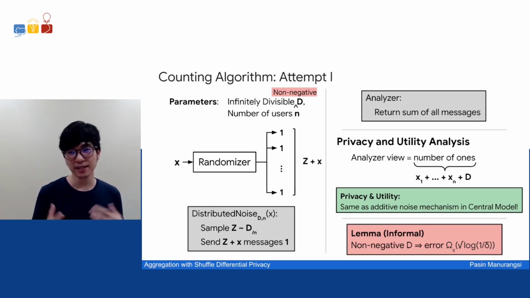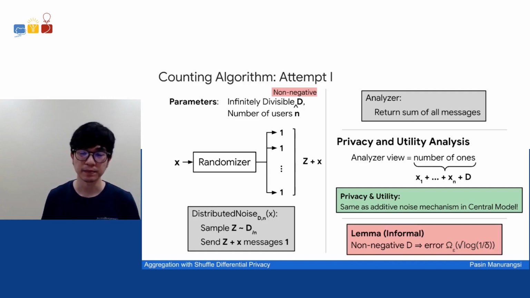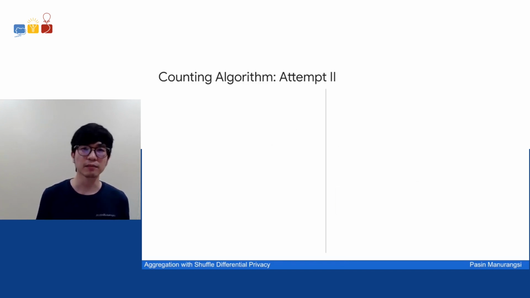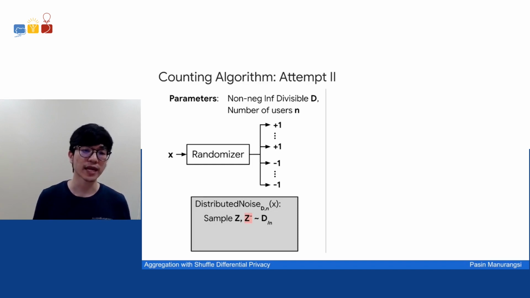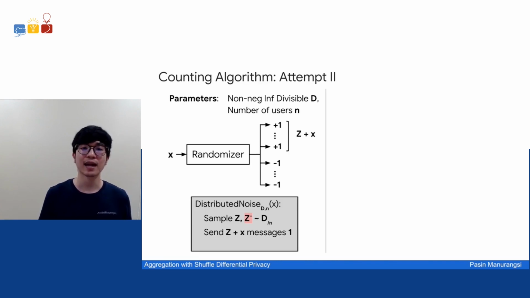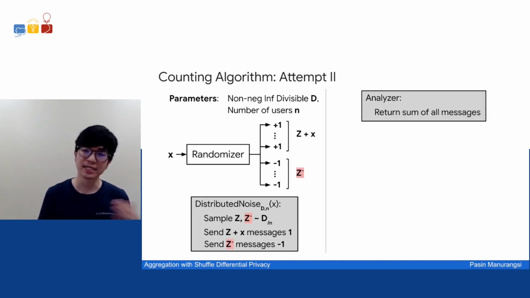So this idea is close to what we want, but not quite enough yet. We want to be able to support negative noise as well. So what should we do? Well, to support negative noise, let's try to also send minus ones, right? Not just plus one. Let's do minus one as well. And here the protocol will be similar to before, except that I'm also sampling this Z minus from the same distribution. And I'm going to send Z plus plus x plus 1 messages, and then Z minus minus 1 messages. The analyzer is again the same as before, just the sum of all messages.